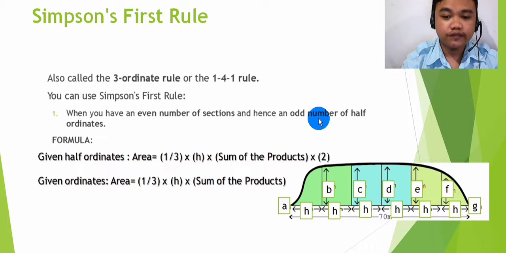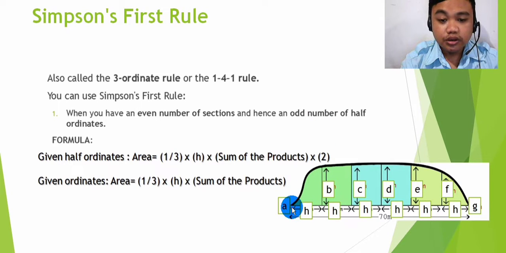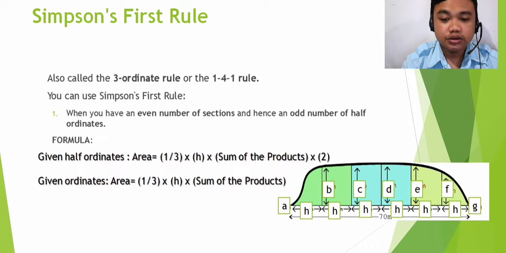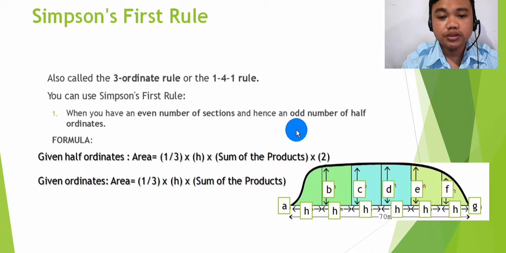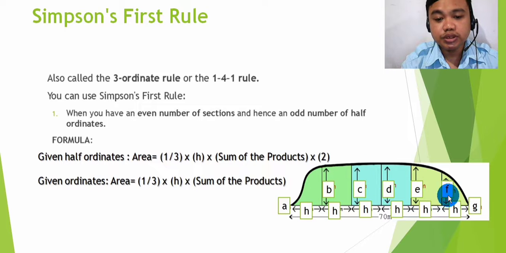How about the odd number of half ordinates? By the way, both the tip of the shape, here and the other side, are considered half ordinates. So we should include these in our counting. So we have 1, then 2, 3, 4, 5, 6, then 7 ordinates. Okay, so 7 is an odd number, and we have met the whole requirement in order for us to use Simpson's first rule in this example.